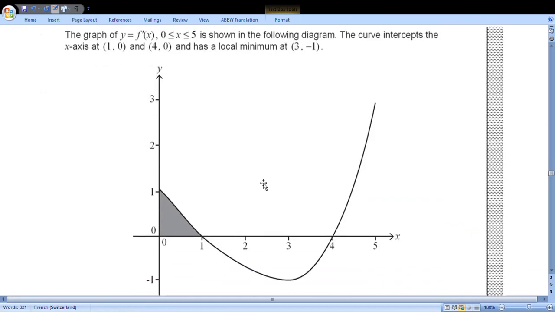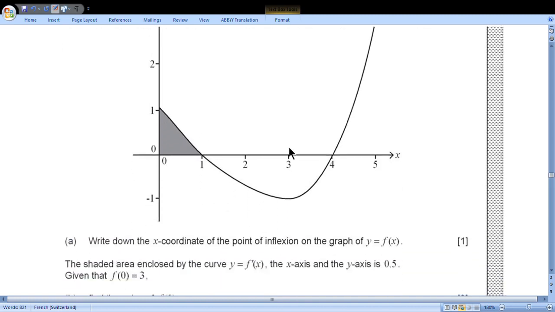Question 8. The graph y equals the first derivative of f between 0 and 5 is shown in the following diagram. The curve intercepts at (1, 0) and (4, 0), and has a local minimum at (3, -1). So here the local minimum is for f prime, the first derivative.